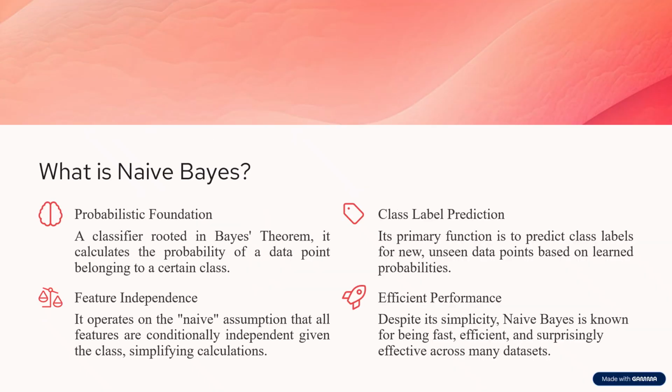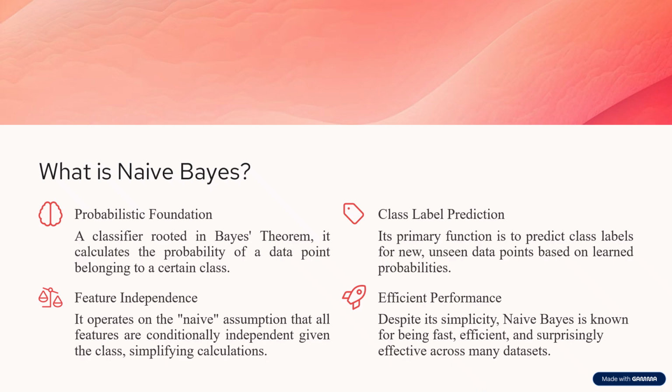What is Naive Bayes? It depends on four things. First is the probabilistic foundation. A classifier rooted in Bayes theorem, it calculates the probability of a data point belonging to certain classes. So it starts by finding the probability of the data point belonging to a specific classification. Feature independence: it operates on the naive assumption that all the features are conditionally independent for the given class, making the calculation simple.